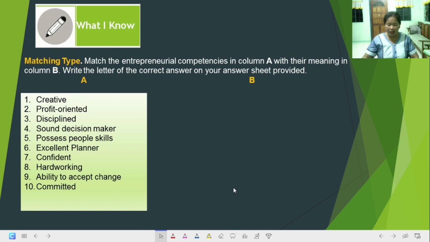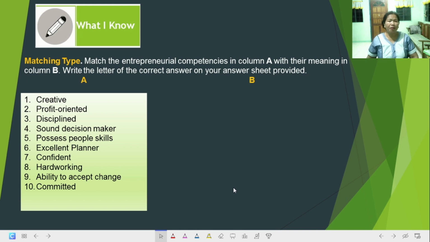Of course, this lesson is all about PECs, but I need to get into your understanding of this lesson so that I will know how and where to start my explanation and my discussion. So as of this time, I will give you the check-up test, which is composed of 2 types of tests, the matching type and the multiple choice. I will give you first the matching type.